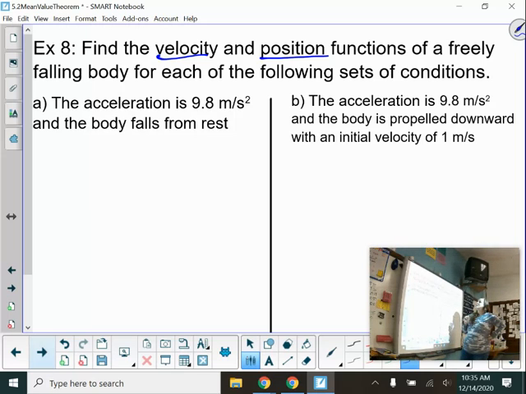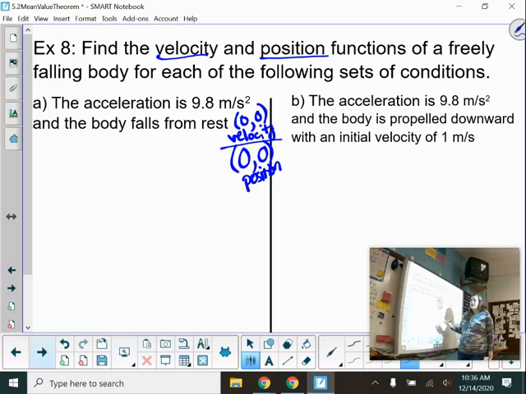So we have our acceleration here is 9.8 meters per second squared, and the body is falling from rest. So that means that at 0 seconds, the velocity is 0, and that means that if we're starting at 0, our position is going to be 0. So those are going to be our initial things that we're going to be thinking about whenever we go through this.